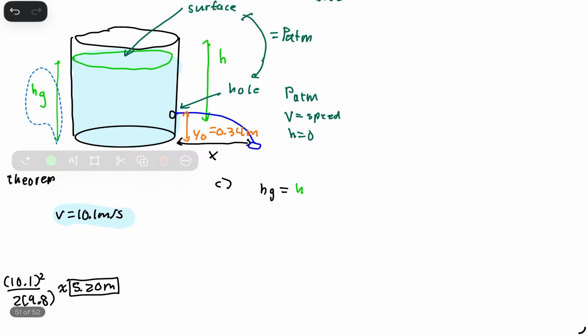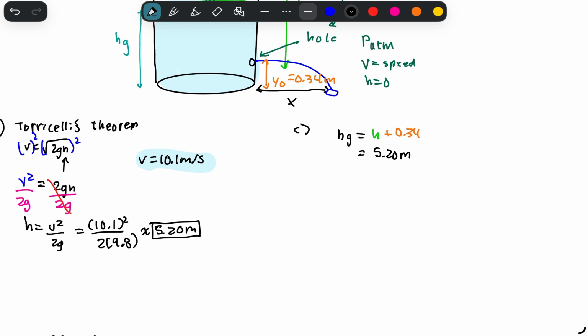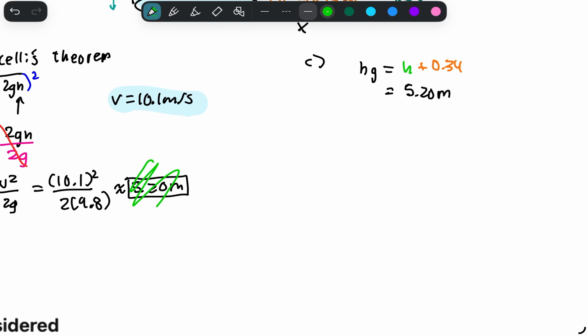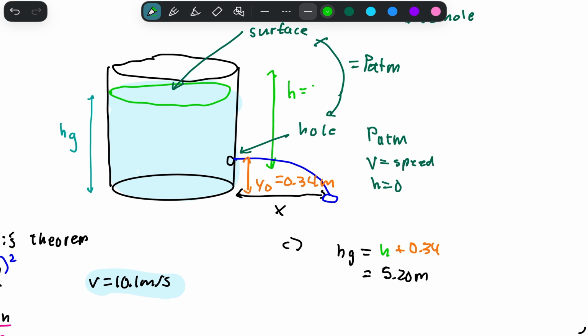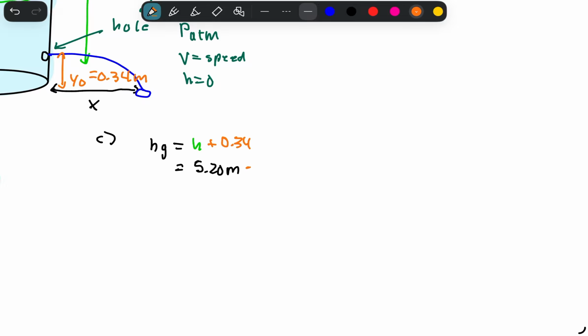this green. I'll change this color to something else, plus our 0.34. Now we can just substitute in. We know that h was 5.20 meters, which we just found over here. And then we have our 0.34, giving us a height above the ground of 5.54 meters.